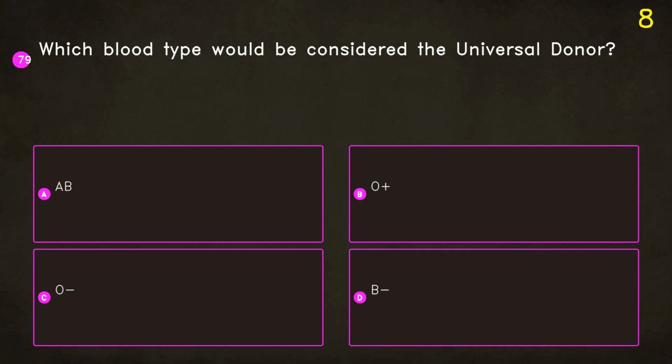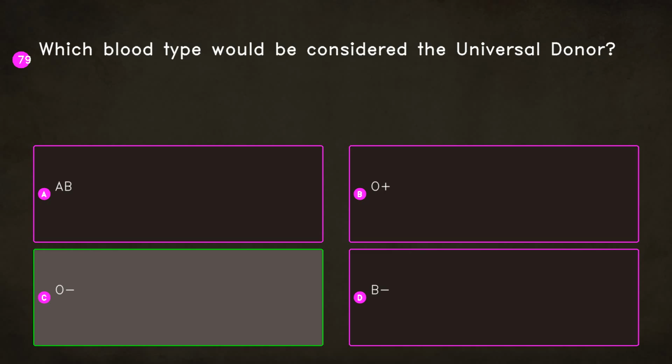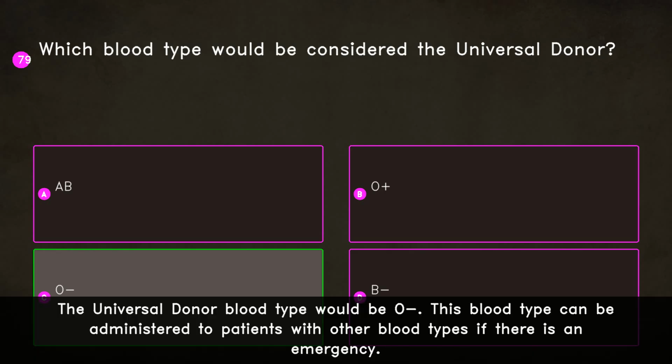Question 79. Which blood type would be considered the universal donor? A. B, B. O positive, C. O negative, D. AB. The correct answer is O negative. The universal donor blood type would be O negative. This blood type can be administered to patients with other blood types if there is an emergency.